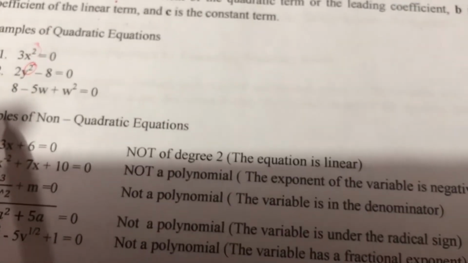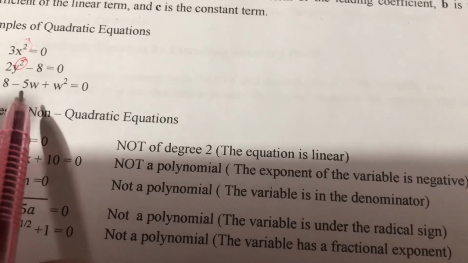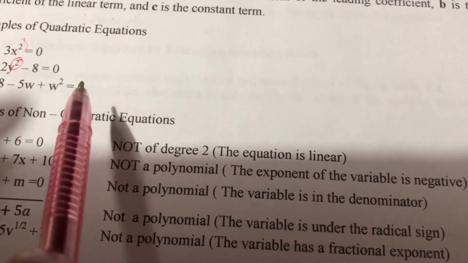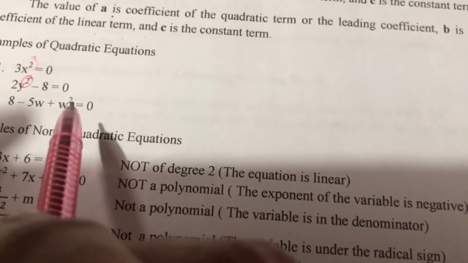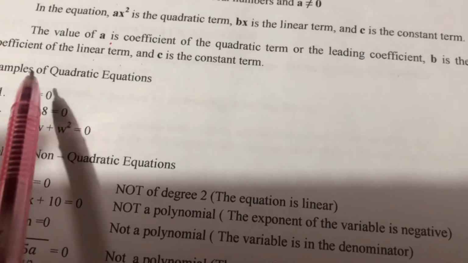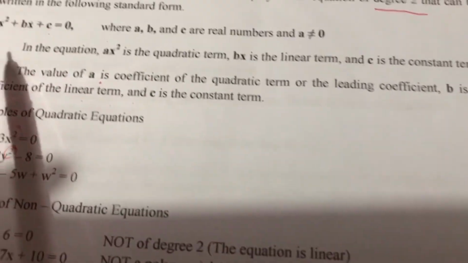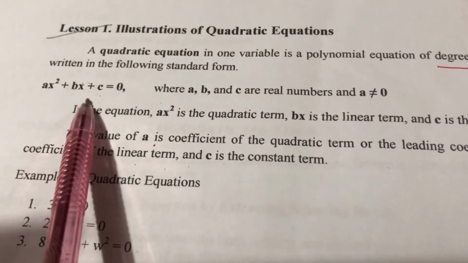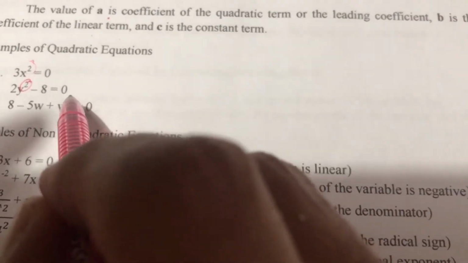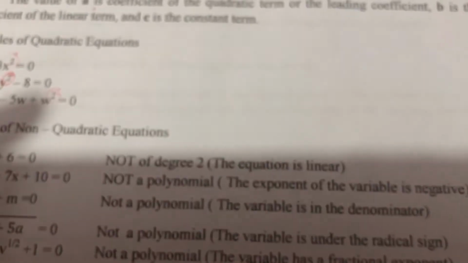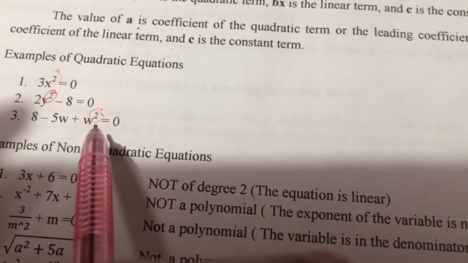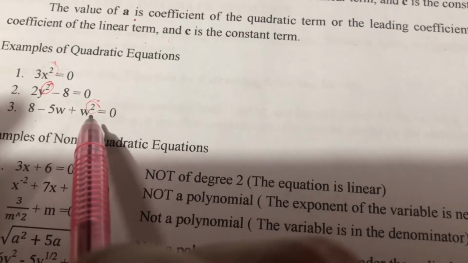And for number 3, 8 minus 5w plus w squared is equal to 0. Yes, this is another example of a quadratic equation regardless of the arrangement na gagaya doon na ax squared plus bx plus c equal to 0. Why? It's just because the greatest exponent that we have is nasa second degree, or 2 na sinasabi.